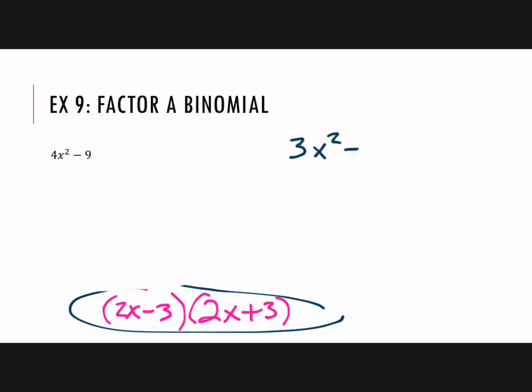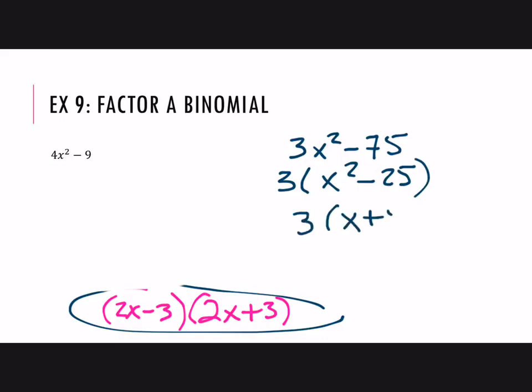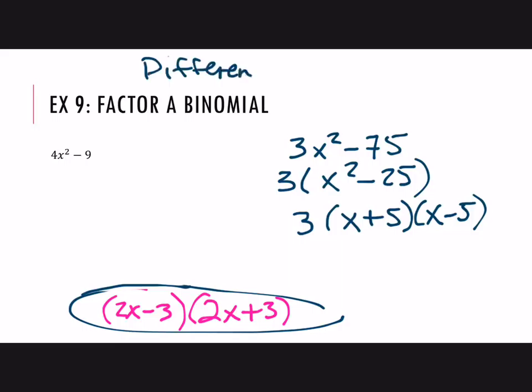Okay, the other one was 3x squared minus 75, and once I took the GCF out, it was x squared minus 25. All right, and the answer was x plus 5, x minus 5. Notice the factored version ends up just being the same numbers, but 1 plus and 1 minus. And so this is another little shortcut or pattern that you may have learned before. And this happens anytime we have a difference of two squares.